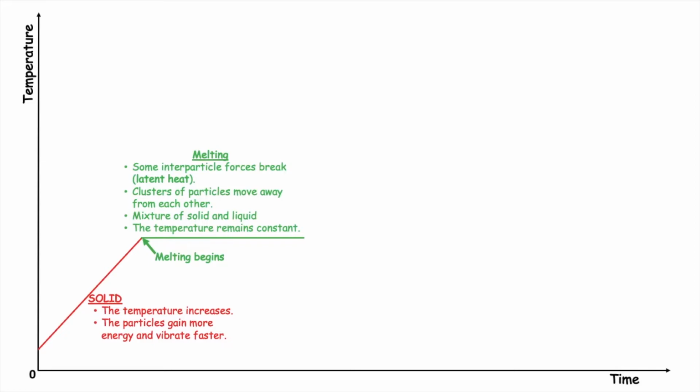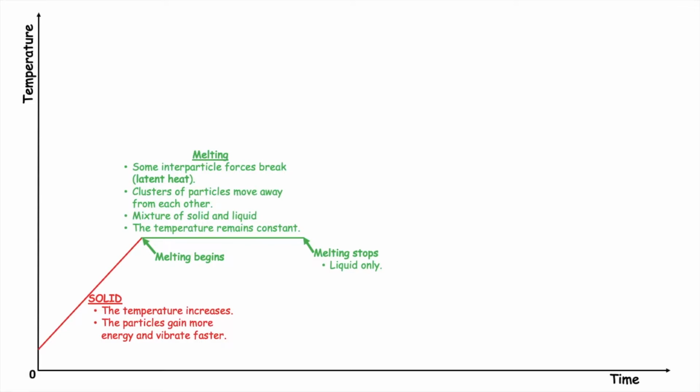Now, it's important to note that the melting temperature remains unchanged because the heat energy supplied is used to break the interparticle forces only, and it's not used to increase the kinetic energy or the energy of motion of the particles. So the energy used to break the interparticle forces is known as latent heat or hidden heat because it is not observed as an increase in temperature. Eventually, all the solid changes into liquid, at which point melting stops.